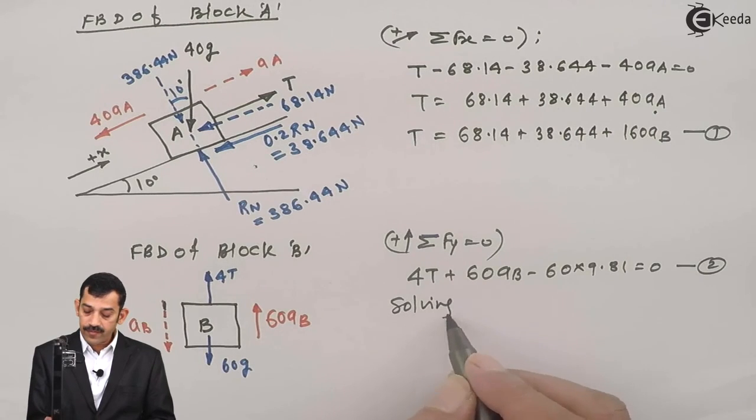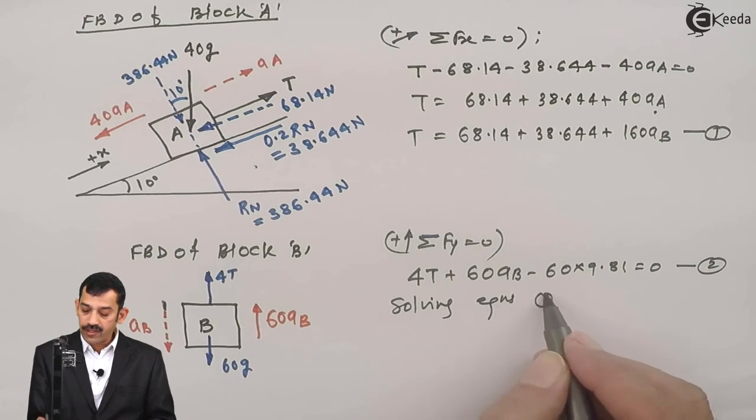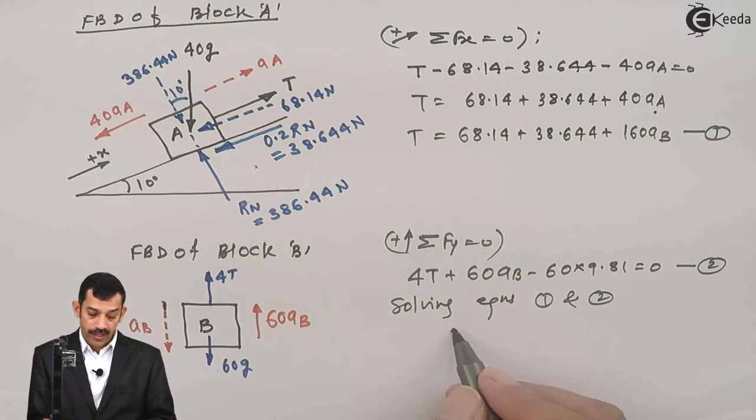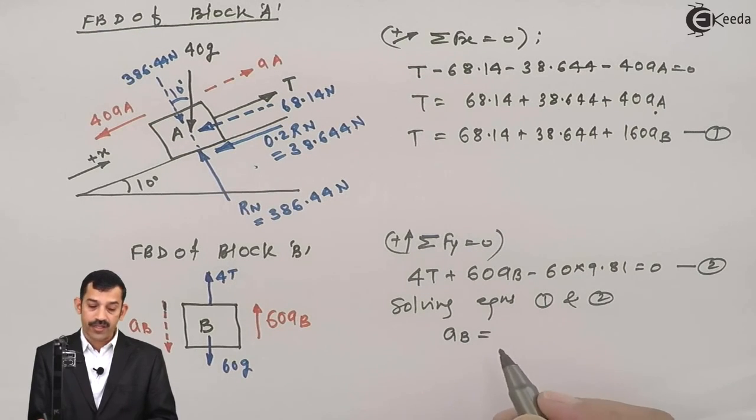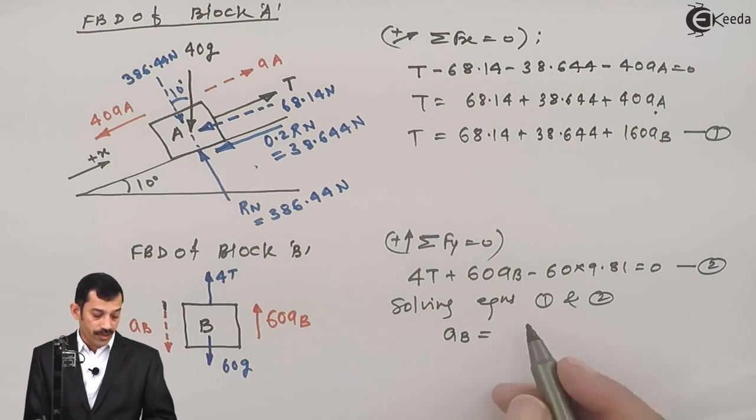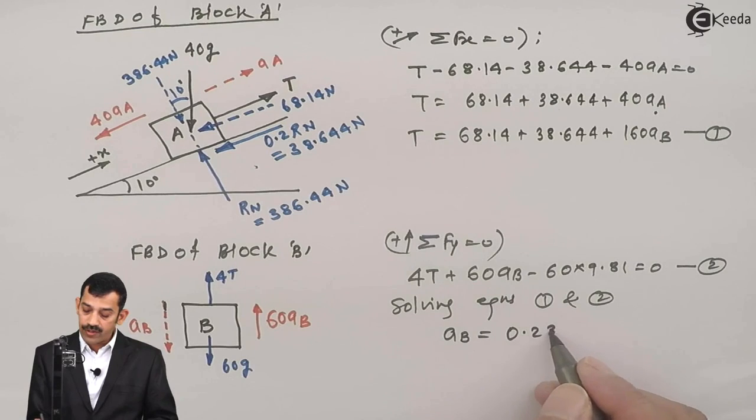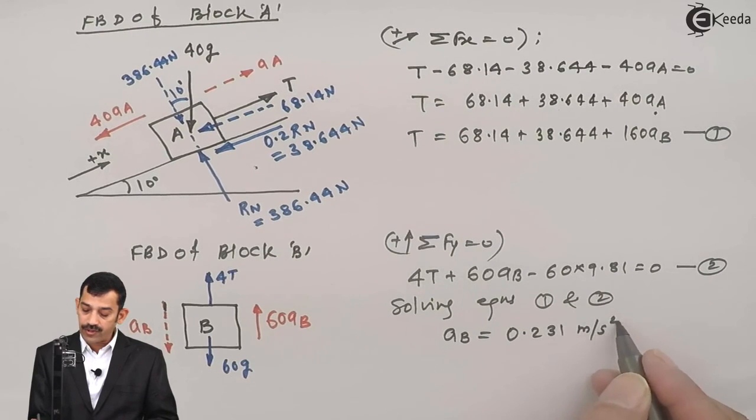Solving equations 1 and 2, what do we get? The acceleration of block B, which is what the problem asks. The acceleration of block B becomes 0.231 meters per second square.